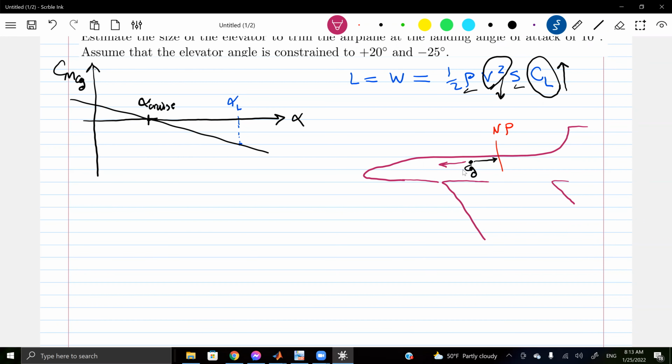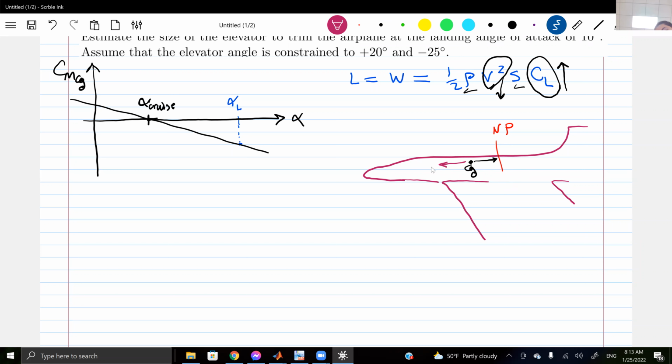Negative. And if the CG is traveling forward, the Cm alpha is more negative, right? I mean, Cm alpha becomes zero here when the CG hits the neutral point. So CG at the neutral point, Cm alpha is zero. CG behind the neutral point, Cm alpha is positive. This is bad, unstable. CG ahead of the neutral point, Cm alpha is negative. The slope is negative. And if the CG travels more forward, the airplane is more stable.